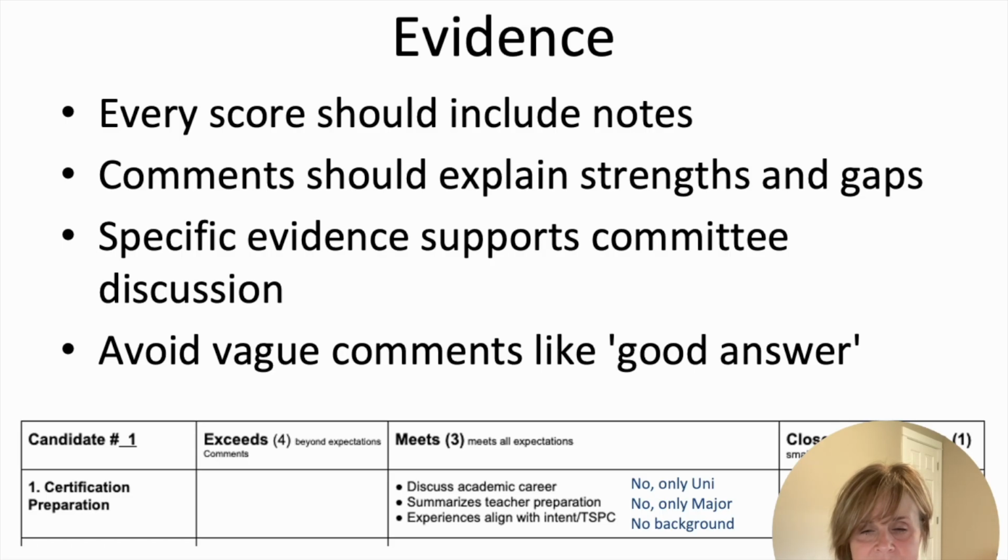So just as a quick example, I put this down. It was question number 1 on certification preparation. And this person did not discuss their academic career. They only told us what their university was that they were going to. They did not summarize their teacher preparation. They just said what their major was going to be. And they didn't give any background to align their experiences with standards, with their intent, with TSPC. So for this one, they were kind of vague. So I gave them a 2 on this. Some people might have given a 1. But anyway, details are given there.